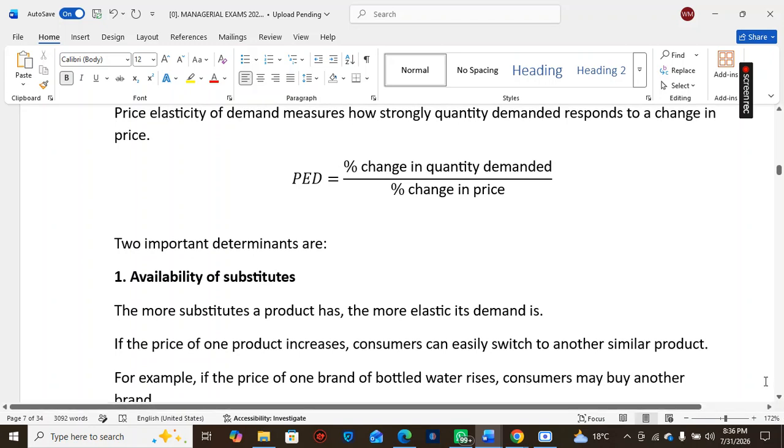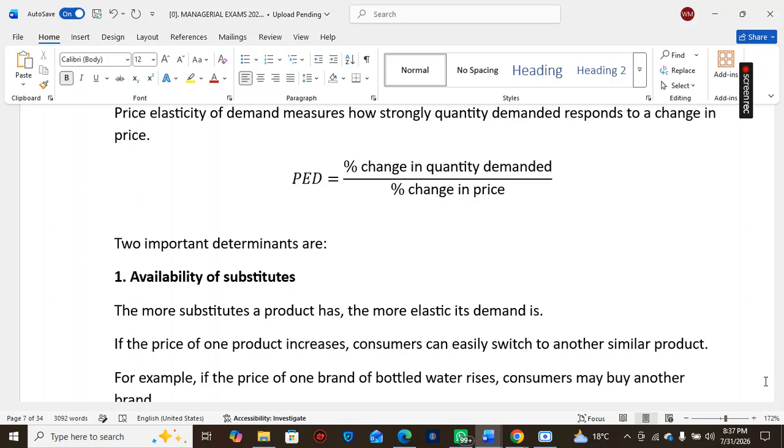So the more substitutes a good has, the more the demand is elastic. The fewer substitutes, the more the demand is inelastic. For example, salt. Salt has got zero substitutes. So demand for salt is inelastic. If the price increases for salt, you can't substitute it with anything. You still have to buy the salt.